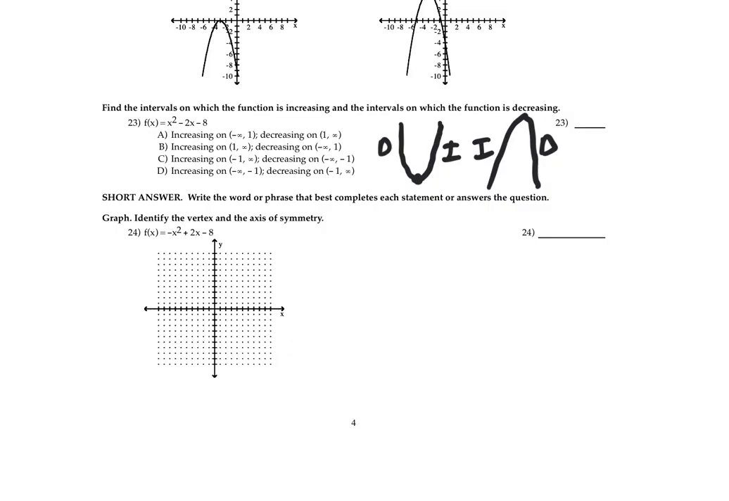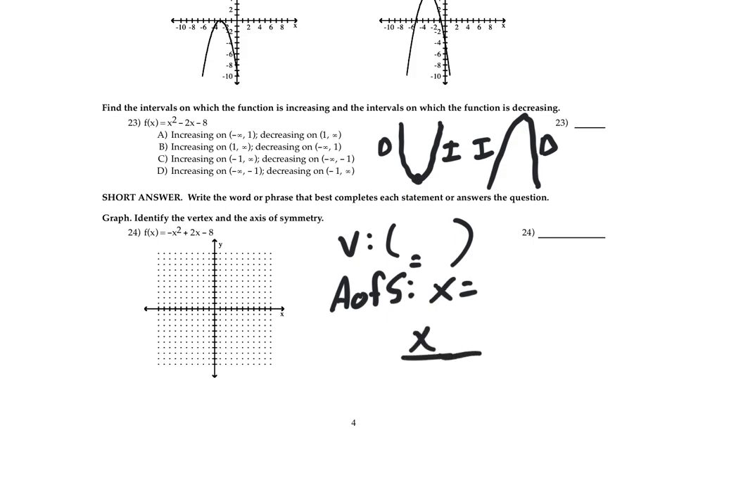And then on the last one, number 24, tell me what the vertex is. It's going to be an ordered pair. Axis of symmetry is always going to be x equals something. But remember, it's always the x value of the vertex. And then I want you to show me a couple of points.